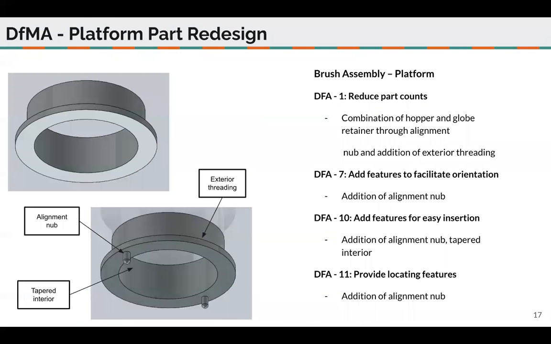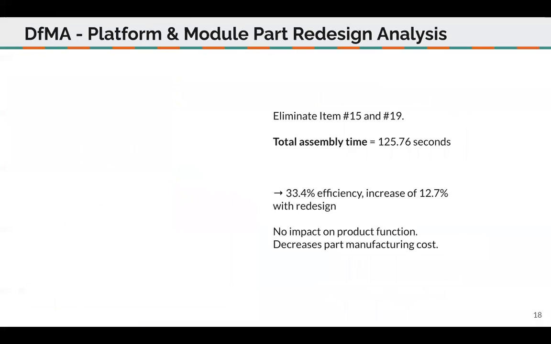And we also decided to redesign the platform brush assembly. We combined the hopper and globe retainer through the alignment nub, which reduces part count. The alignment nub also added a feature that would facilitate orientation, allowed for easy insertion, and provided locating features. And the tapered interior of the brush assembly also allowed for easy insertion.